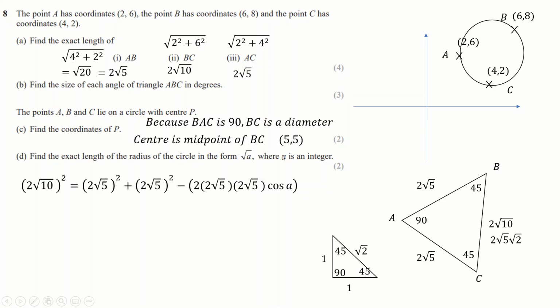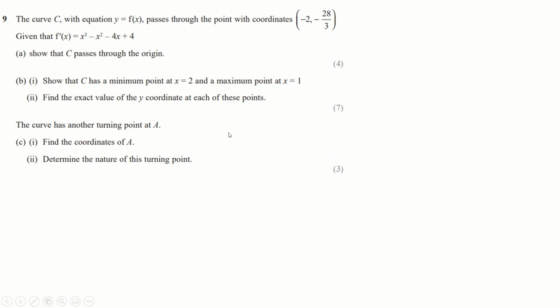Find the exact length of the radius. Well, okay, but BC is the diameter, as I've said, and BC has length 2 root 10. Now the radius is just half of that, so the radius is going to be half of this, which is just root 10. So I'm not sure what my 2 marks were there for. But anyway, question number 9.